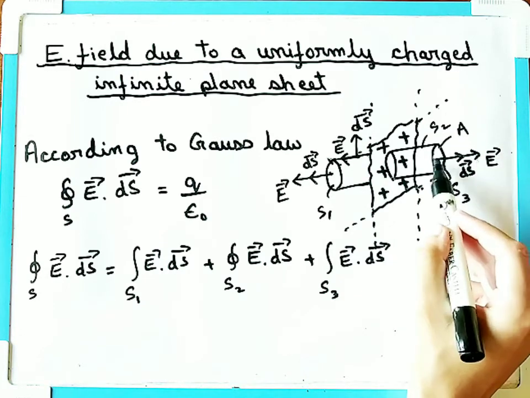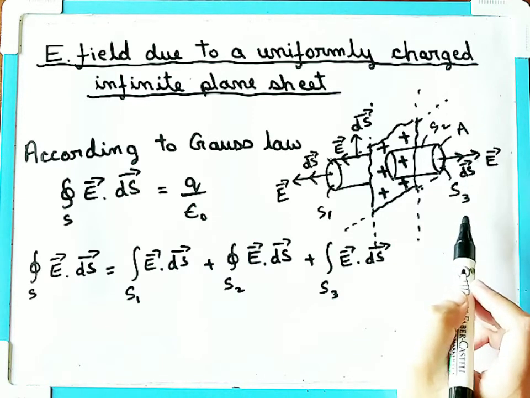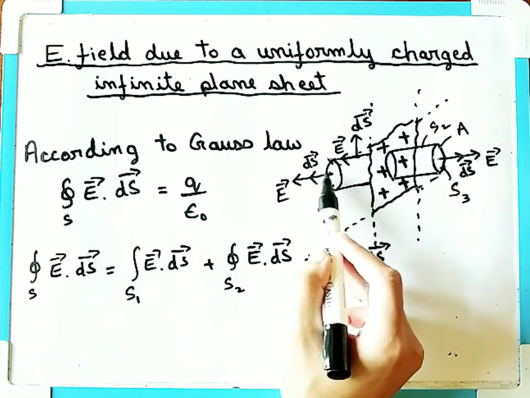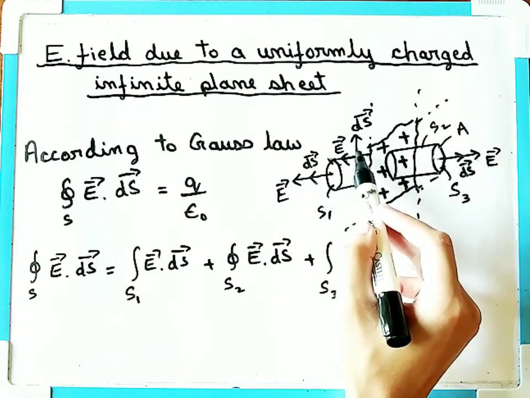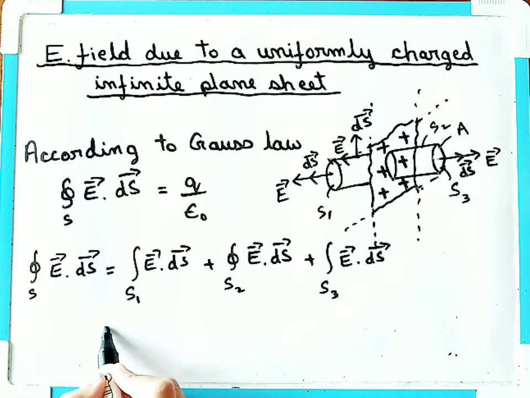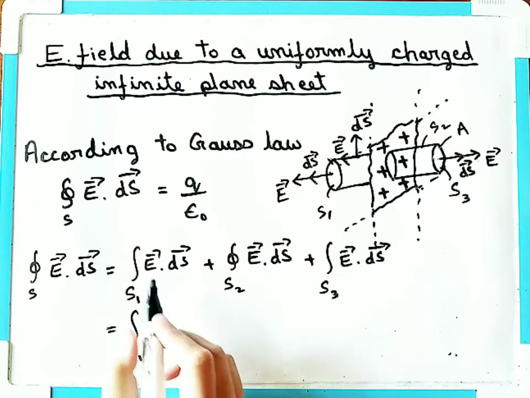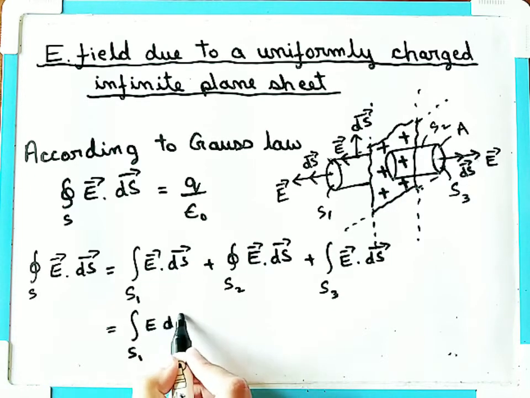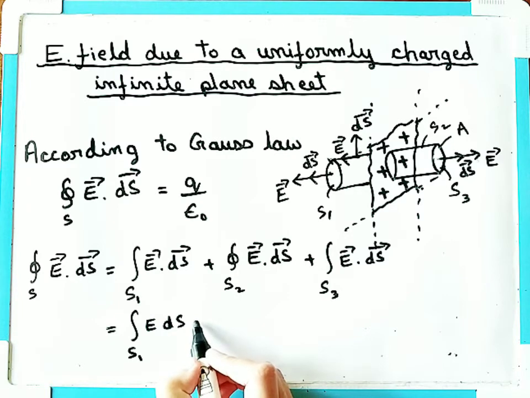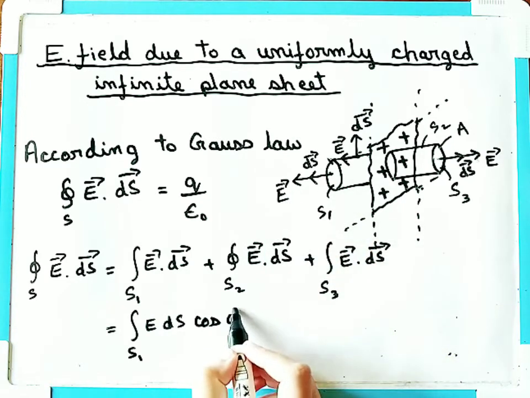Okay, so again here we have E in this direction and ds vector is also in this direction for the surface S3. So you can see that these are both in the same direction. For this one, the electric field E is perpendicular to ds. So you have the dot product E dot ds, which will give you E ds cos of the angle between them.